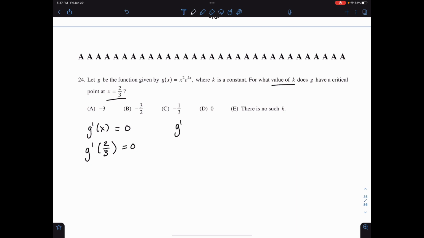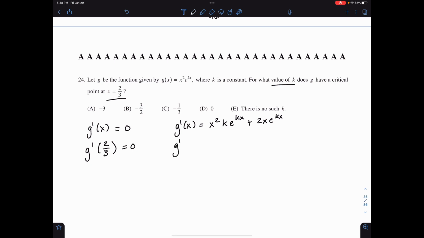So g prime of x. Here we're going to use the product rule. So we'll do x squared times the derivative of that second part. And the derivative of e to some power is the derivative of that exponent. So the derivative of kx is k times that same power. It stays the same. So k e to the kx. And now the other part of my product rule. So derivative of the first part, which is 2x times e to the kx. So you can see now all you need to do is plug in 2/3 for x and then solve for the value of k that gives us a result that's 0.